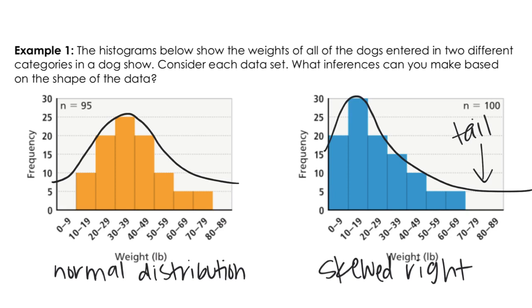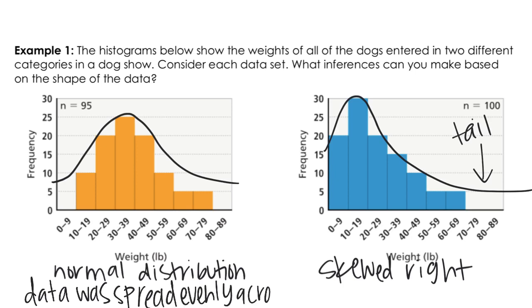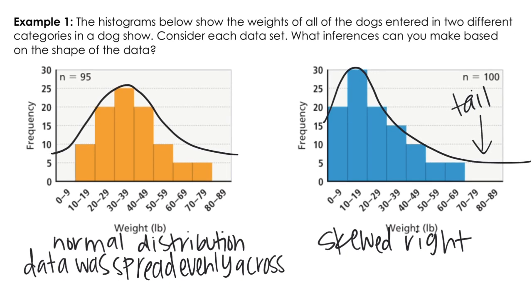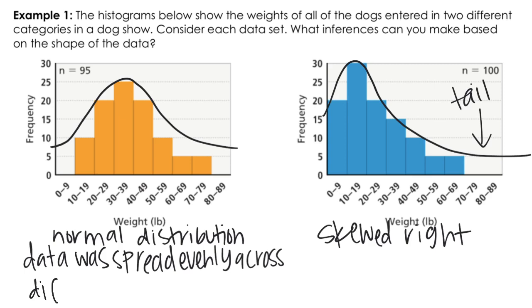So what we can come up with from looking at these two different types of data is in that first category of dogs, we can see that the data was pretty far spread across all different weights. So we could say down below that that first category data was spread evenly across different weights.